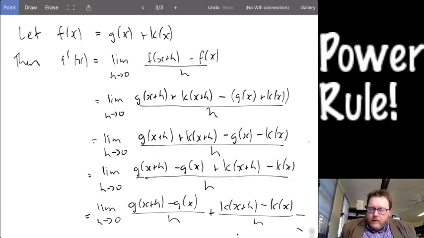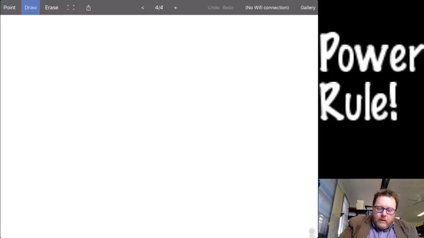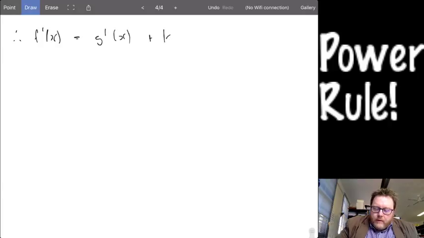Okay, so this bit here is of course g dash of x, and this bit here is k dash of x, and so that's pretty much it. It's proven from there. So therefore I've got f dash of x equals g dash of x plus k dash of x, and that's basically it.